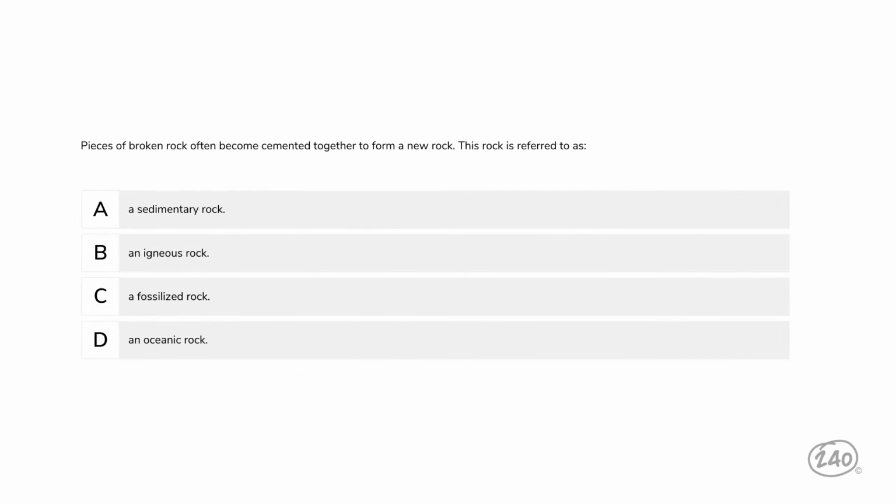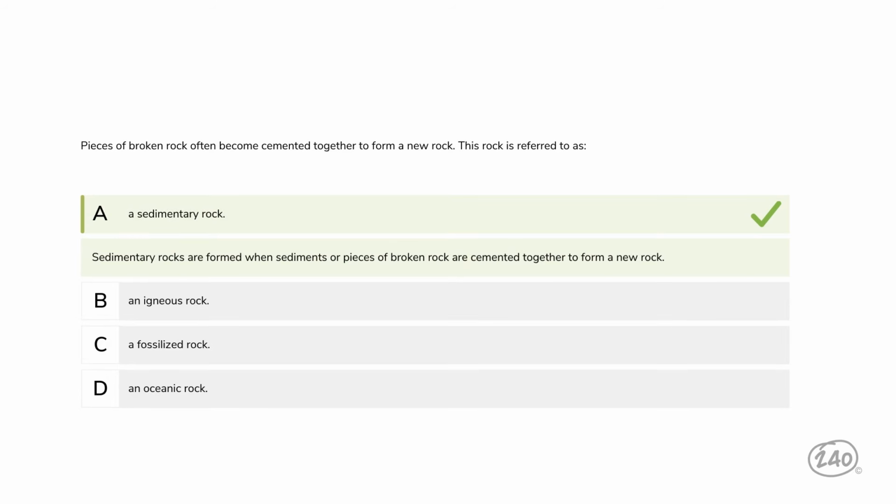We're almost there, just one domain left. Let's peek into some Earth and space science questions. How about a question on the rock cycle? Pieces of broken rock often become cemented together to form a new rock. This rock is referred to as, this is the best answer. Sedimentary rocks are formed when sediments or pieces of broken rock are cemented together to form a new rock.